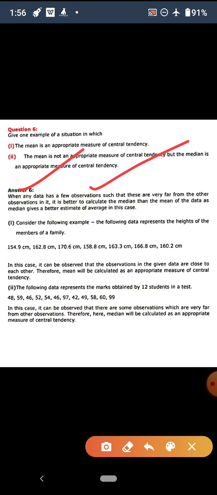Question number 2, the mean is not an appropriate measure of central tendency, but the median is an appropriate measure. So you have to give an example. The example is here, so you can take a screenshot.